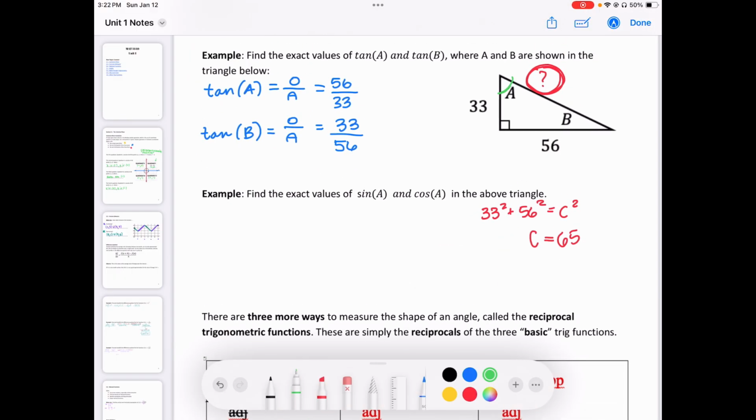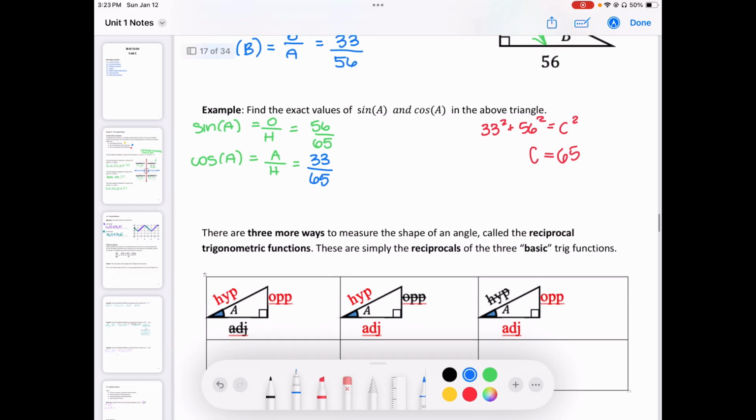Starting with sine of A, so we're here, we're going to go opposite and hypotenuse. So sine of A is opposite over hypotenuse, which is 56 over 65. If we're interested in cosine of A, that is adjacent over hypotenuse. That'll be 33 over 65.